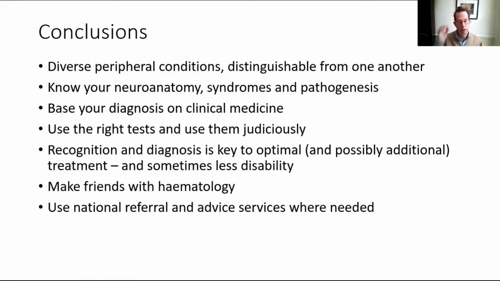So in conclusion, the paraproteinemic neuropathies are a diverse group of peripheral conditions which are distinguishable from one another. And in order to distinguish them, you need to know your neuroanatomy, the syndromes and the pathogenesis, basing your diagnosis on clinical medicine. Use the right tests and use them judiciously.